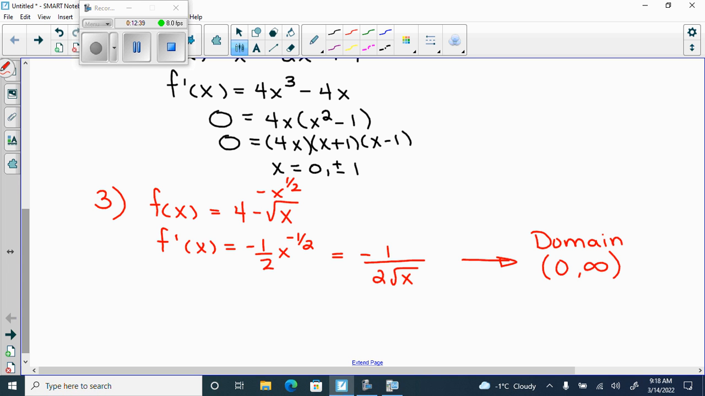All right. So the only critical number I would get here is, even though this is in the denominator and it can't equal 0, I can still get a critical number of it. So let's try it out. So let's type this one in first. Type this one into your calculator.